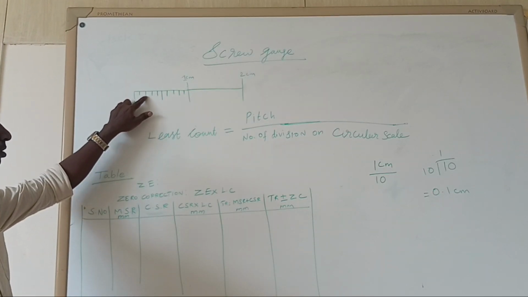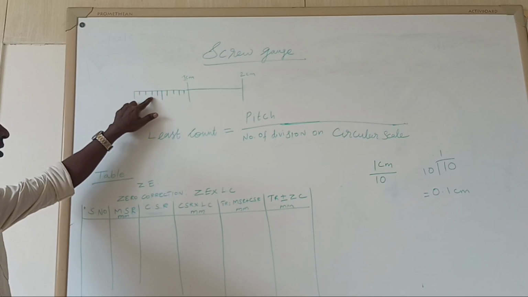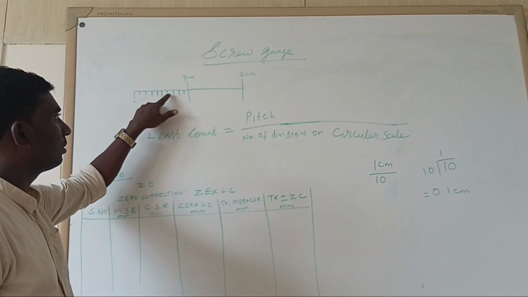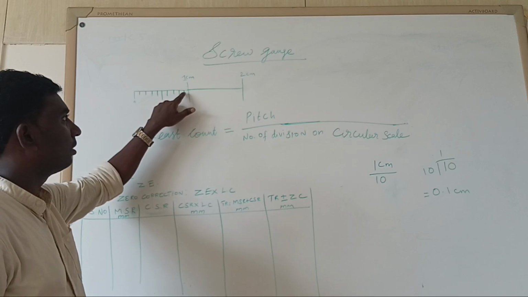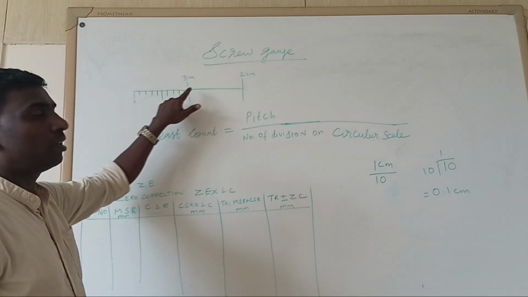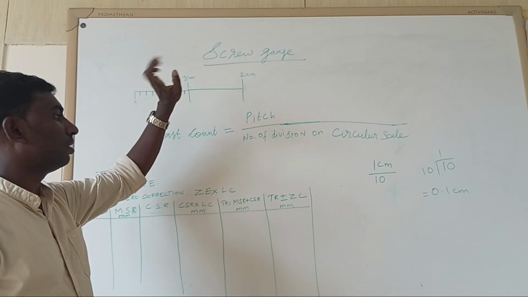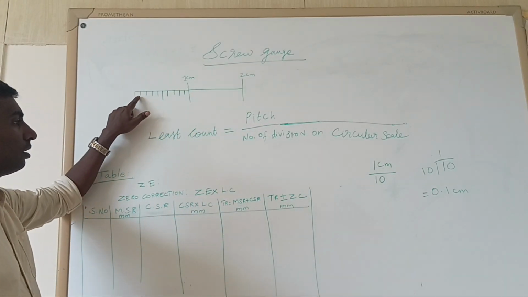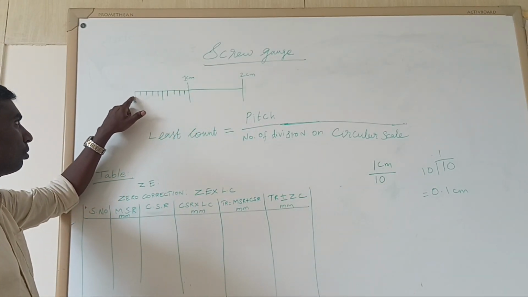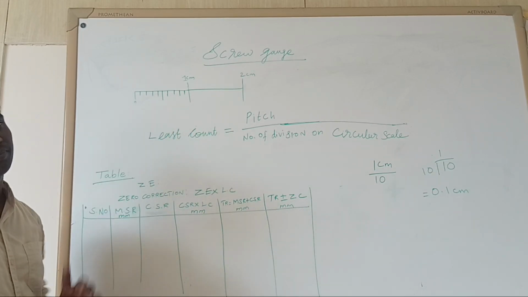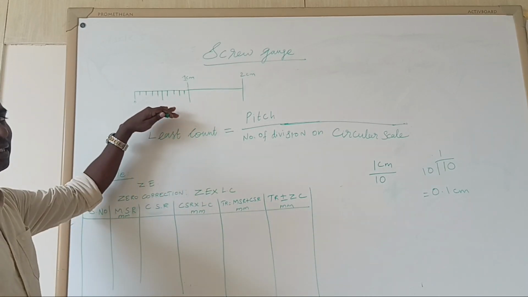From here to here 0.2, from here to here 0.3, 0.4, 0.5, 0.6, 0.7, 0.8, 0.9, 1. 10 lines equal 1 centimeter. One line, the distance between 0 and 1, is 0.1 centimeter. So, you understand this.